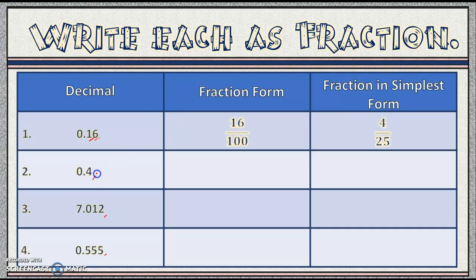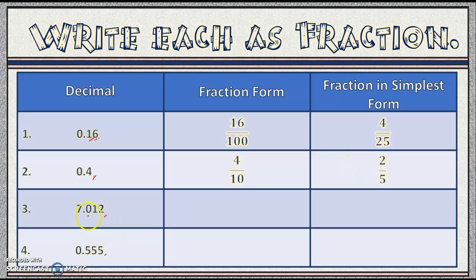Next, 0.4 or 4 tenths, so 4 over 10. Then simplify. The common factor of 4 and 10 is 2. So divide the numerator by 2 and the denominator by 2. So the final answer is 2 over 5.